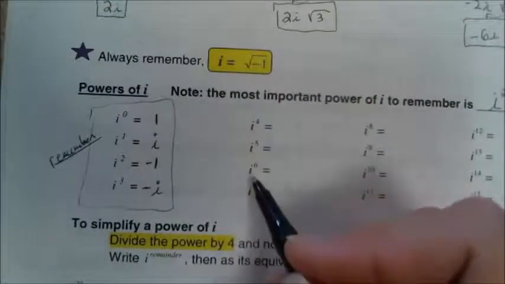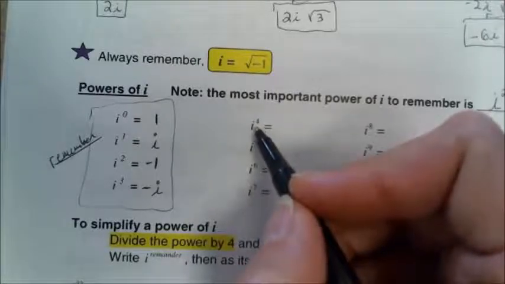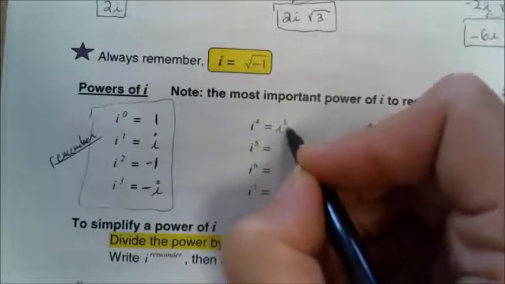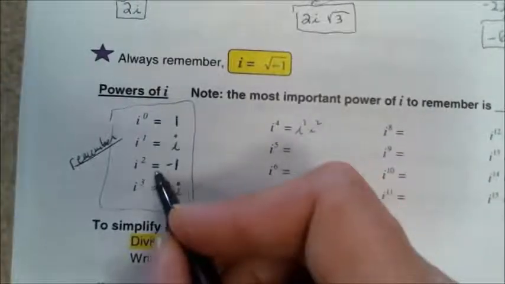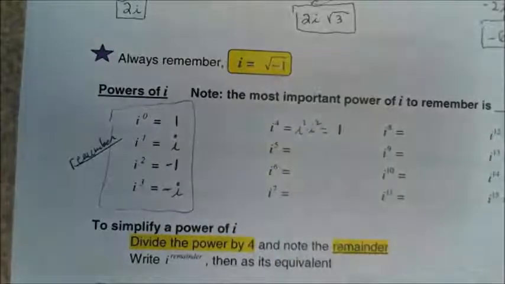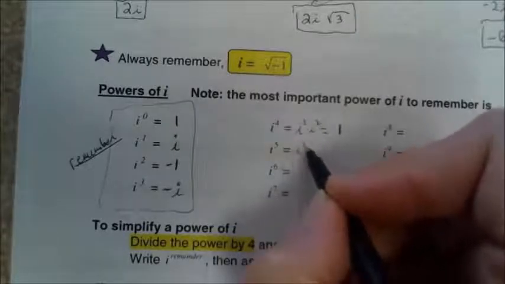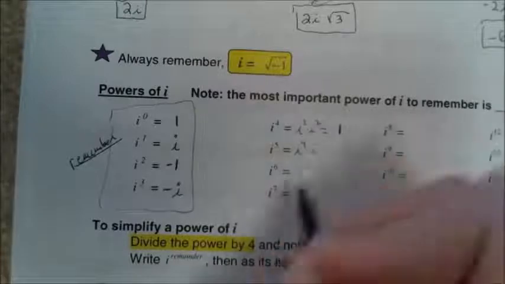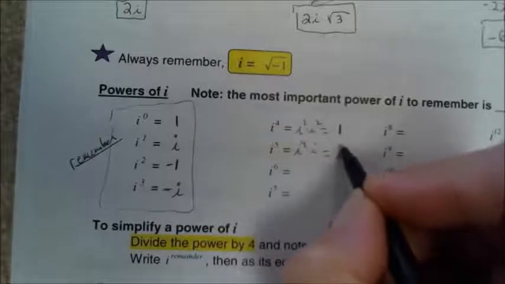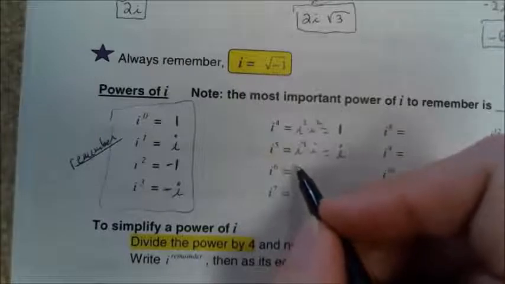Now we're going to go over to the second column. i to the fourth can be done a bunch of different ways, but i to the fourth is the same thing as i squared times i squared, right? Well, i squared is -1. -1 times -1 is 1. So i to the fourth is 1. i to the fifth is the same thing as i to the fourth times i. That's one way of saying it, one of many ways. Well, i to the fourth is 1, and 1 times i is i. i to the sixth can be done a bunch of different ways.